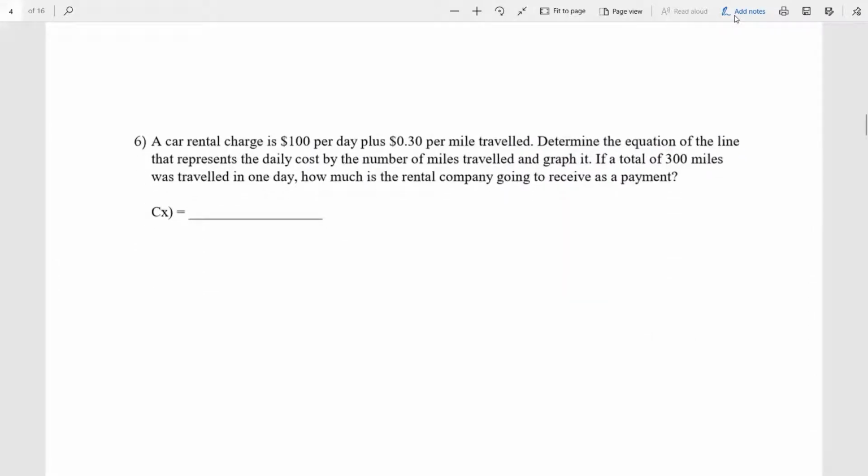Problem 6 is a car rental company that charges $100 per day plus 30 cents per mile traveled. Determine the equation of the line that represents the daily cost by the number of miles traveled and graph it. Well, in this particular case, the slope, the amount per mile, is going to be 0.3. So C of x is going to be 0.3x plus the $100 charge per day that you pay, even if you don't drive any miles.